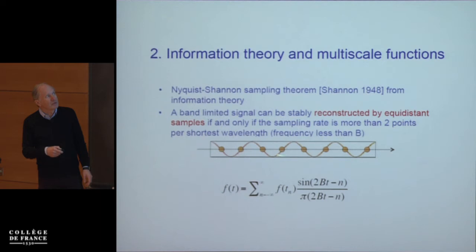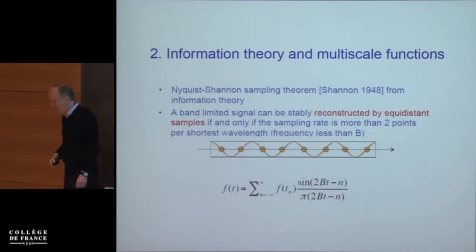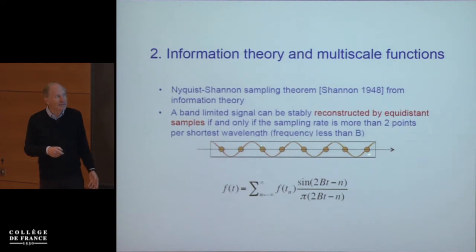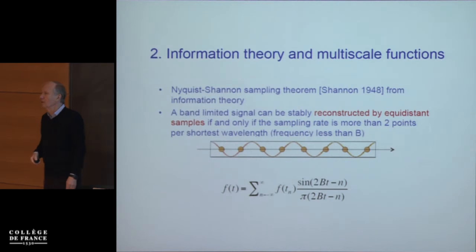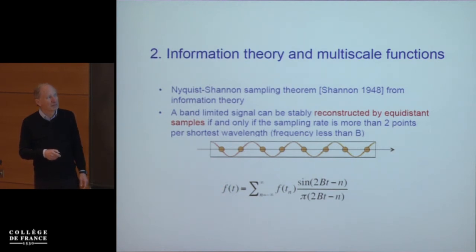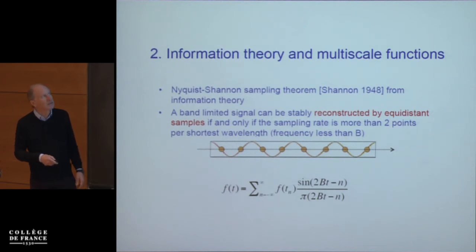And the limit, of course, is naturally 2 per wavelength, because you have to have better than that. At 2 per wavelength, you only get zeros, and you cannot get anything out of that. But you only need infinitesimally more density than that. And this is a formula that reproduces the function completely if it is band limited, based on the samples times the sinc factor. So this is the basic thing.